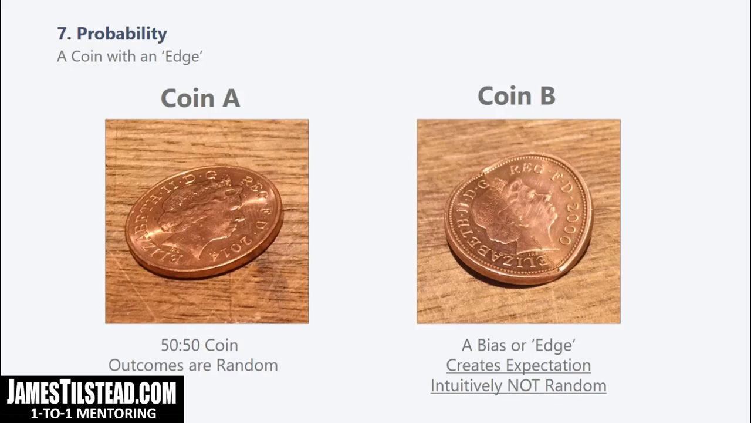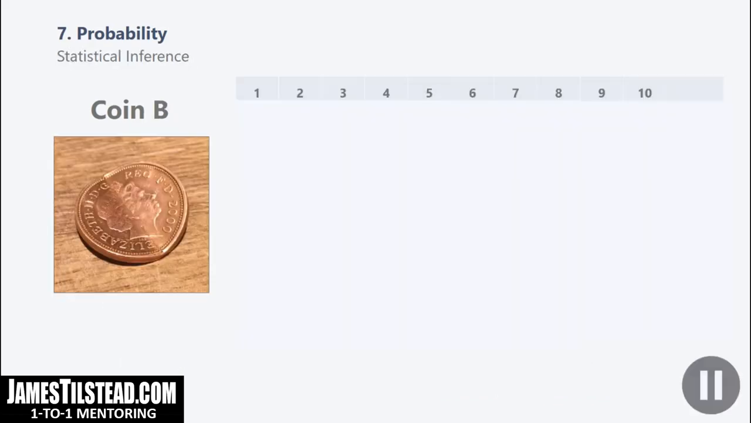Now, this expectation turns out to be very important and it makes our false statistical inferences even worse. Let me show you with a simple experiment. I flipped coin B with its edge in sets of 10 times, so 100 flips overall. And again, these are actual first-time results. There is no staging. What happened the first time around.